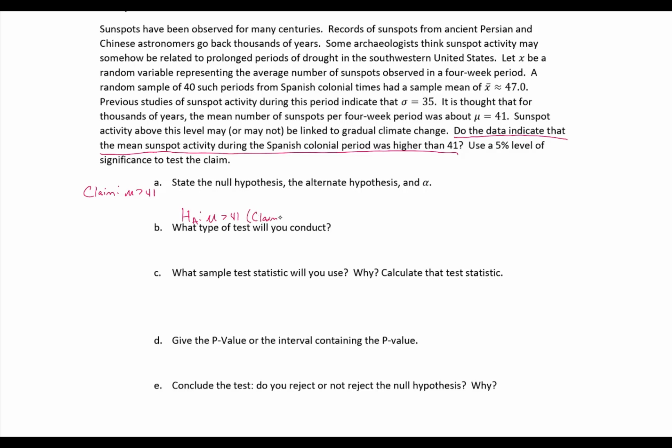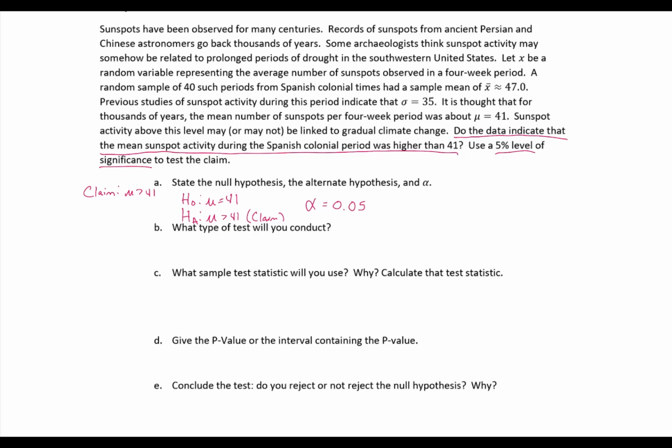And we still want to identify this as our claim, even though I've already done it. Now we know our null hypothesis is always going to be mu equals some value, or if you were testing another parameter, that parameter equal to some value. So here we're going to test the null hypothesis mu equals 41. And then alpha, remember alpha is just another way of saying what is your level of significance. In this case, we want to test it at the 5% significance level. So alpha is 0.05.